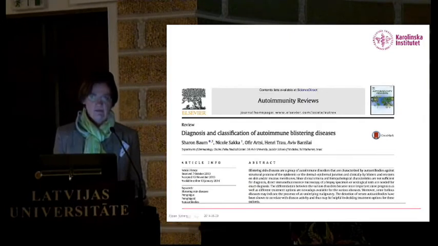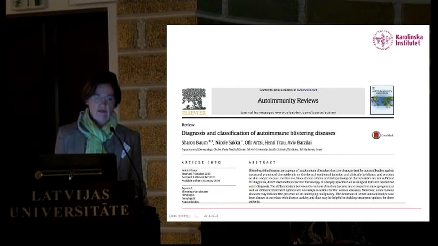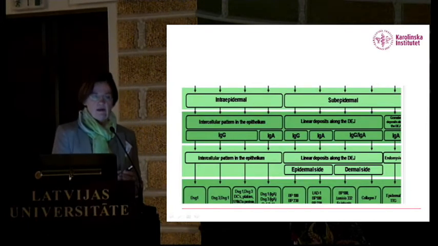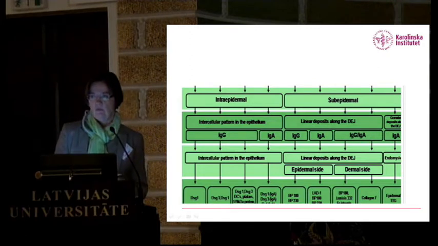There were two interesting papers recently that I would like to encourage everyone to look up. It's in Autoimmune Reviews, Diagnosis and Classification of Autoimmune Blistering Diseases, and Diagnosis and Classification of Pemphigus and bullous pemphigoid especially. And why is that? Well, because now with the more sophisticated methods we have to measure these diseases, the more we can also learn how to direct our therapies. So it's valid to have criteria for diagnosis.